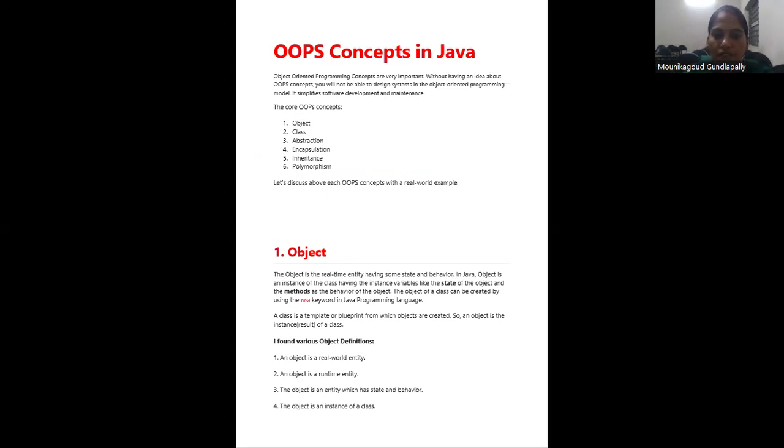An object is a real-time entity having some state and behavior in Java. An object is an instance of a class, having instance variables like the state of the object and methods, the behavior of the object. The object of a class can be created by using the new keyword in the Java programming language. A class is a template or blueprint from which objects are created. So an object is an instance of a class.